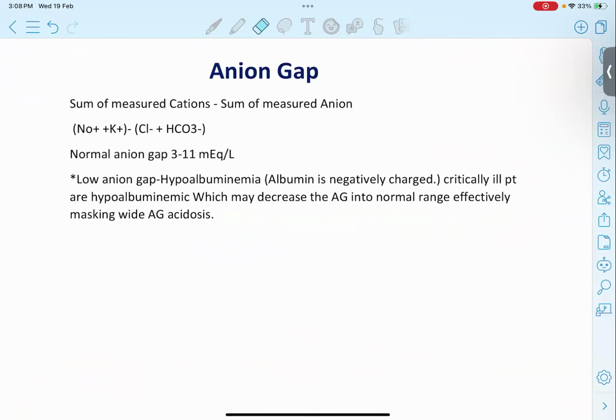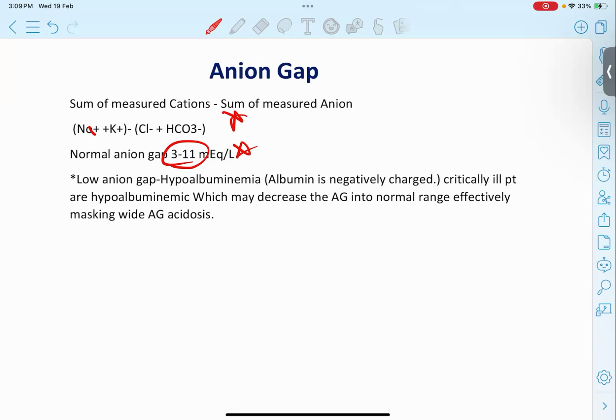So the next thing is the anion gap. It is a very, very important recall topic. A lot of recall questions have come from here. The anion gap is nothing but the sum of measured cations minus the sum of measured anions. The main cations we have are sodium and potassium, minus the measured anions, chloride and bicarb. The normal anion gap is 3 to 11 milliequivalents, and this is recall, okay, all of this. So 3 to 11 milliequivalents is the normal anion gap.